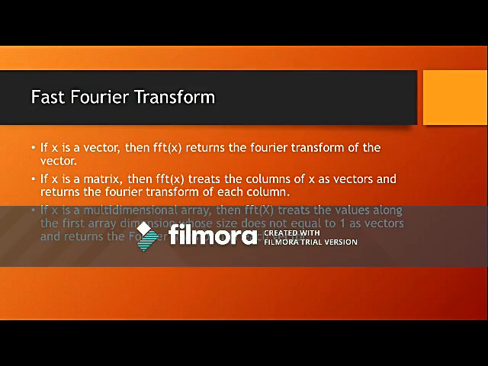Fast Fourier transform. If x is a vector, then fft(x) returns the Fourier transform of the vector. If x is a matrix, then fft(x) treats the columns of x as vectors and returns the Fourier transform of each column. If x is a multidimensional array, then fft(x) treats the values along the first array dimension whose size does not equal 1 as vectors and returns the Fourier transform of each vector.